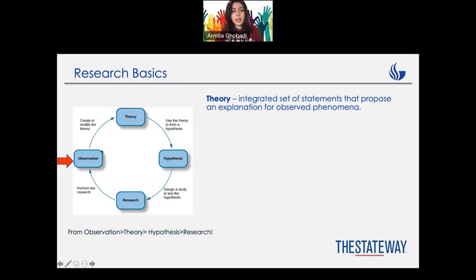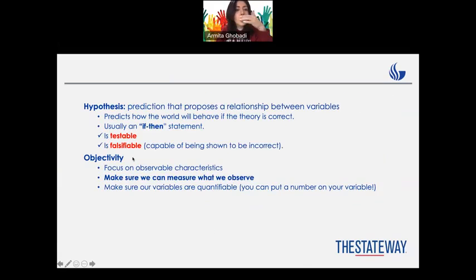And you have to be unbiased. Objectivity is so important as well. You have to observe the phenomenon, and you have to make sure that you are not biased at all, which is kind of hard, right?